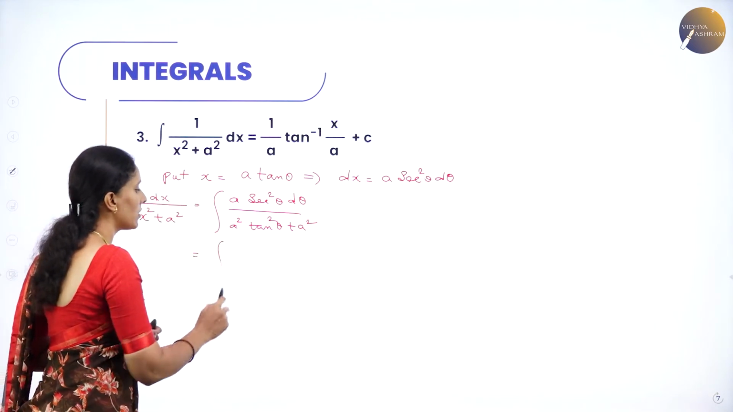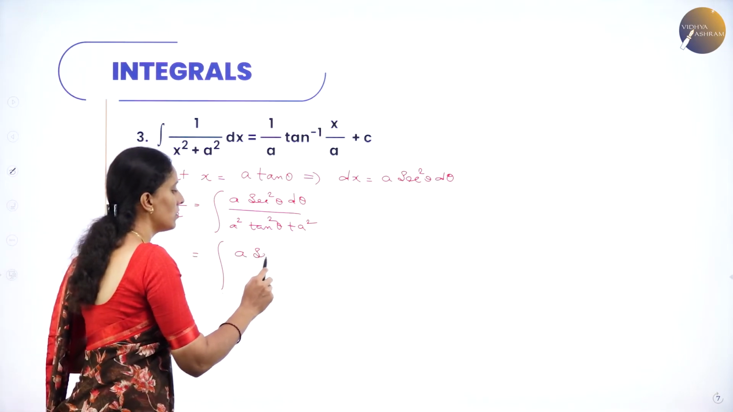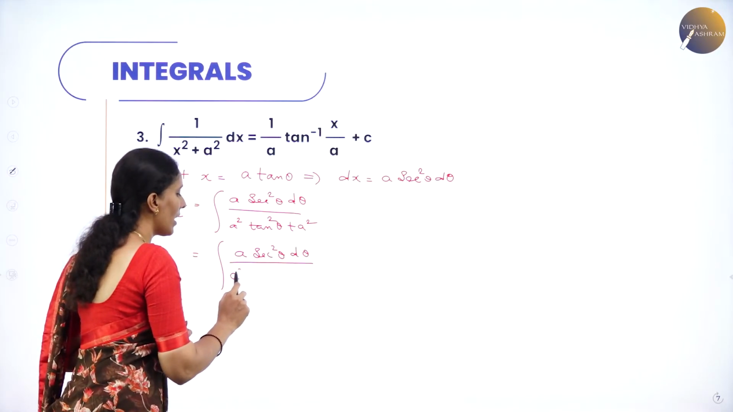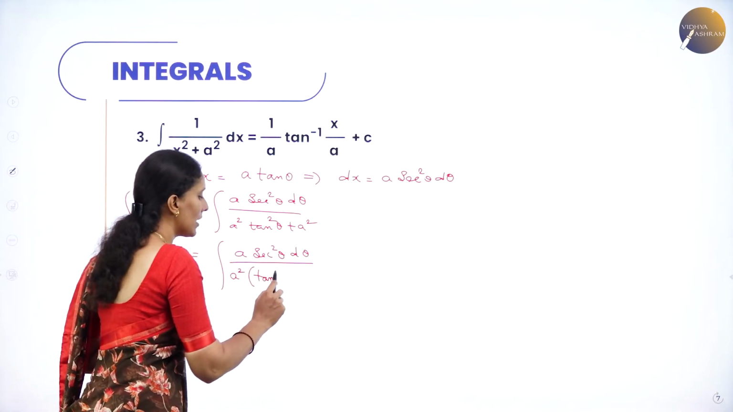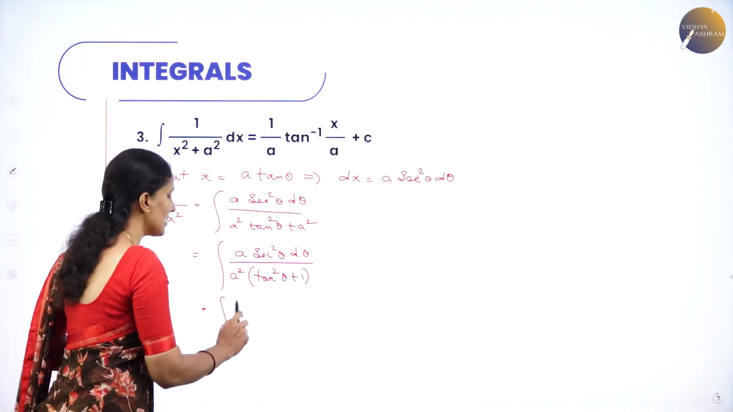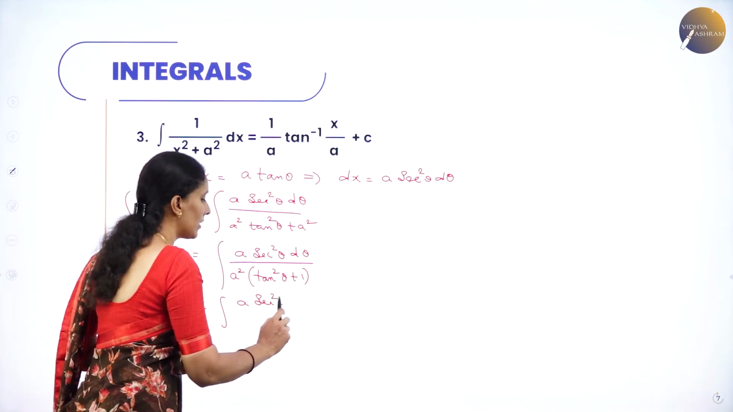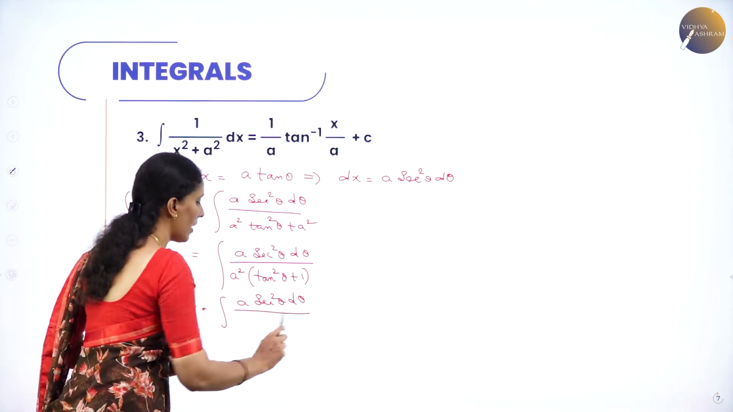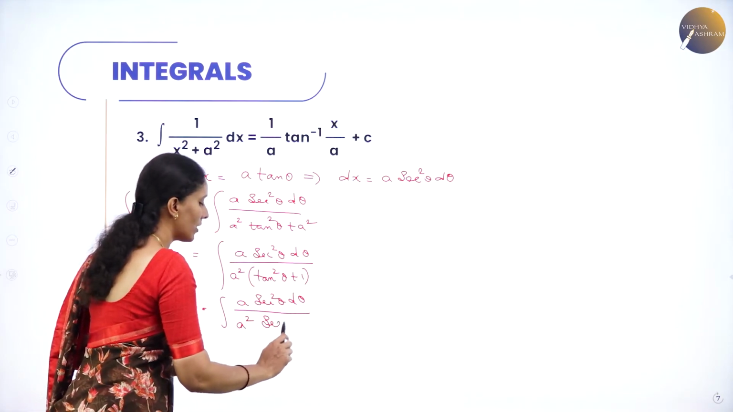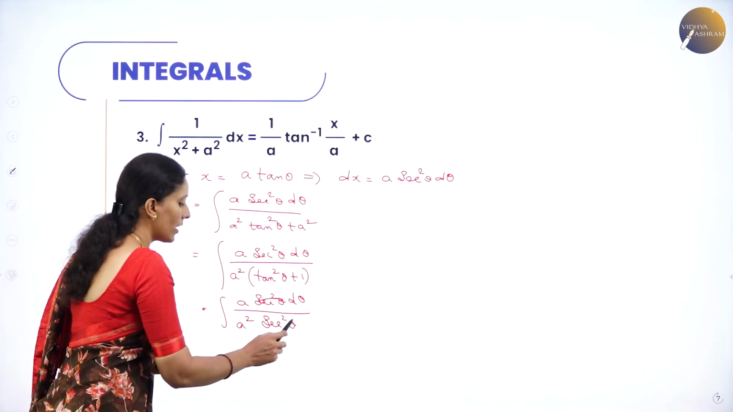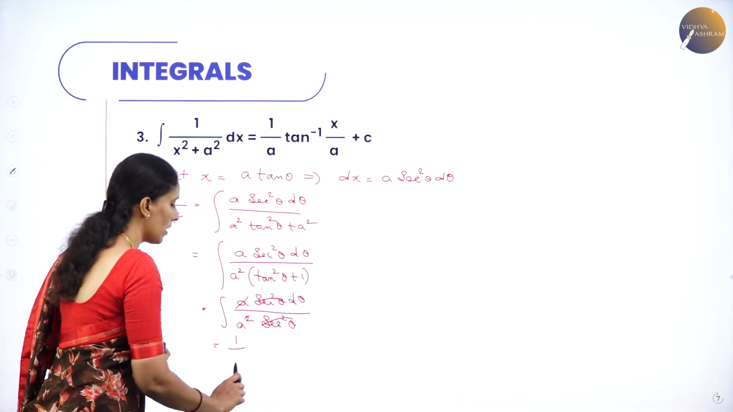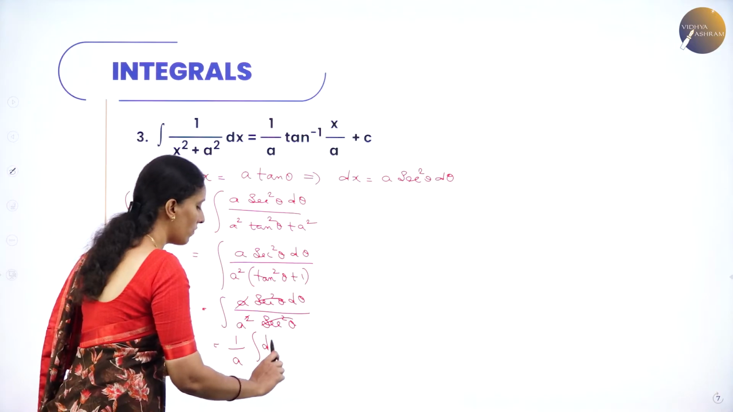Again in the denominator you can see a into secant square theta d theta. You can take a square as a common factor. So you will get it as tan square theta plus 1. So this can also be written as a secant square theta d theta divided by a square, and tan square theta plus 1 is secant square theta. So secant square theta cancels, a and a get cancelled. We are left with 1 by a integral of d theta.